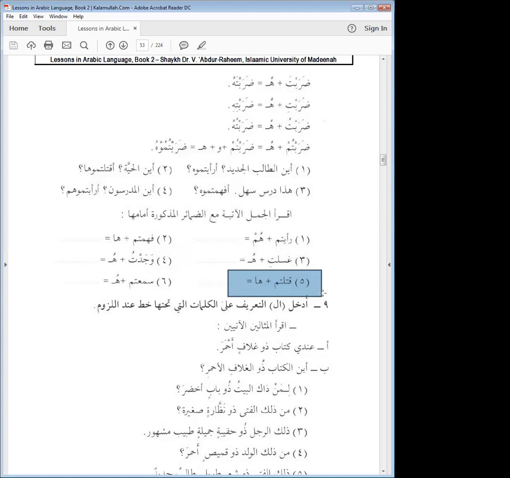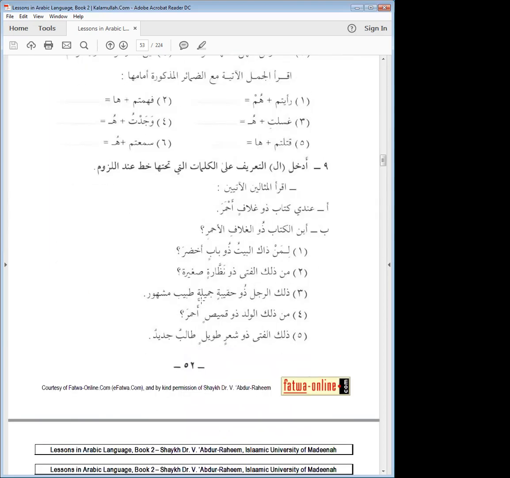Qataltum anha. What do we have? قتلتموها. Qataltumuha. Now, so you add the wow after the meme. So you get qataltumuha. And the last one, sami'tum. And then who? We have sami'tumuhu. Sami'tumuhu. Now, ahsant. If everybody is okay with that, we're going on to the next part here.